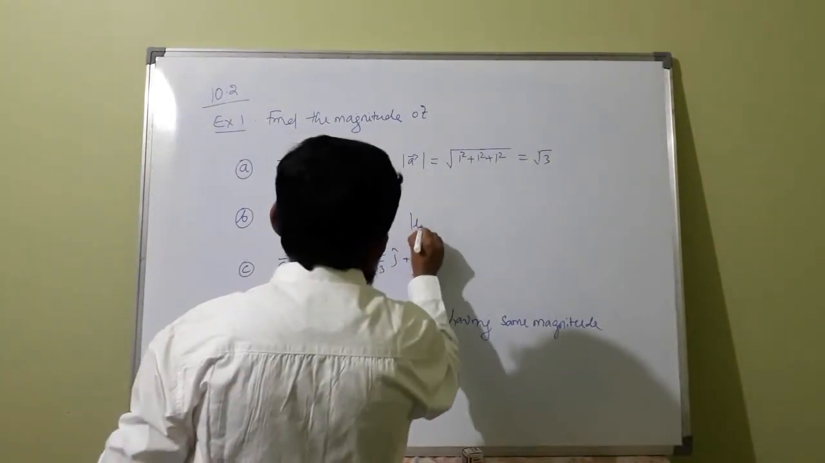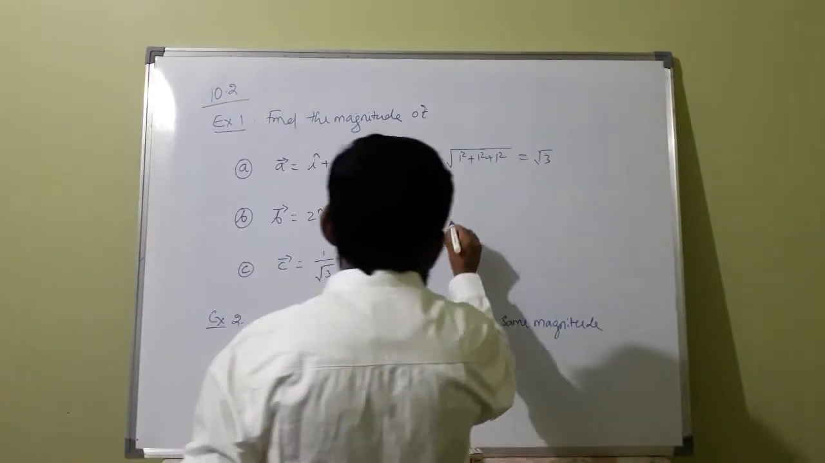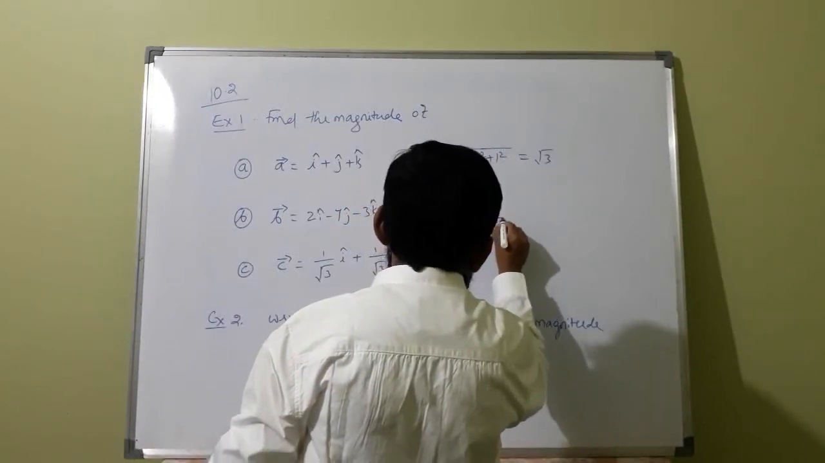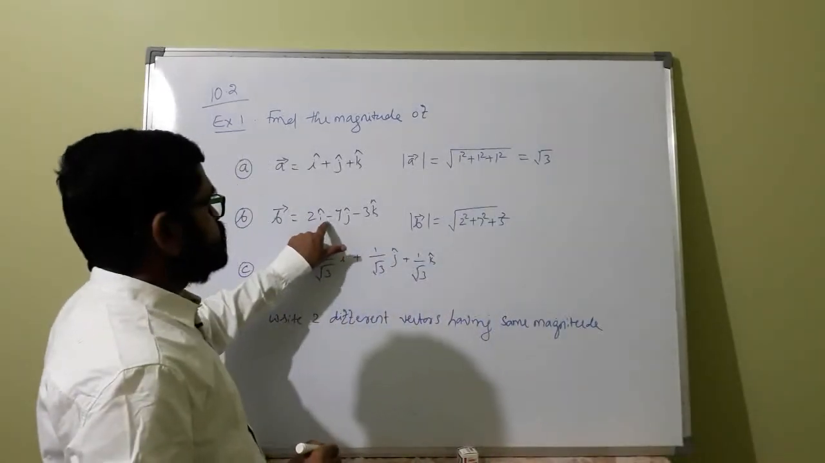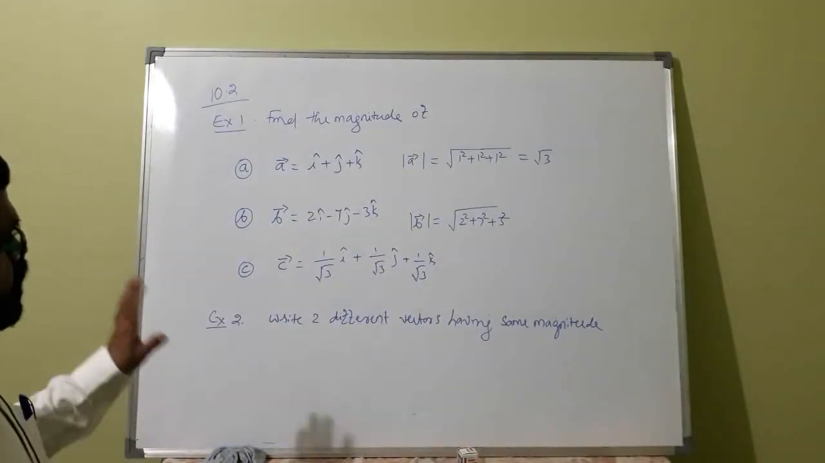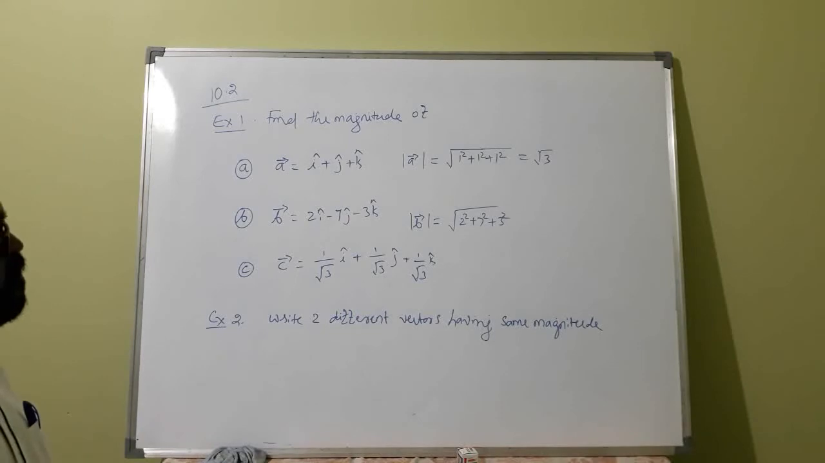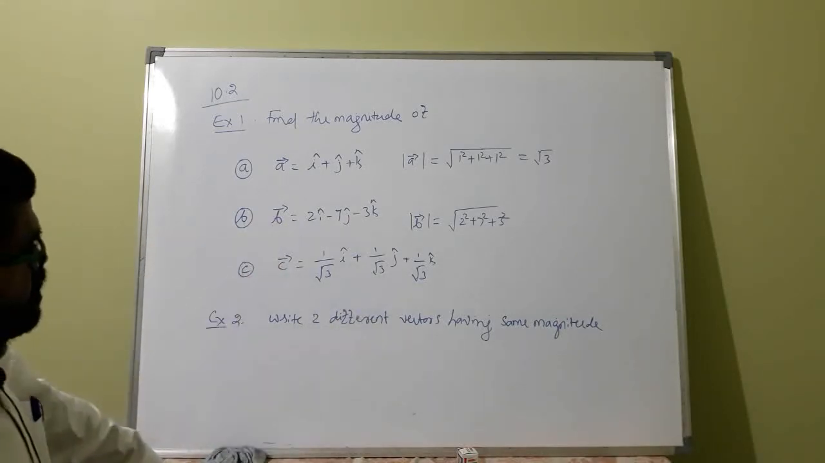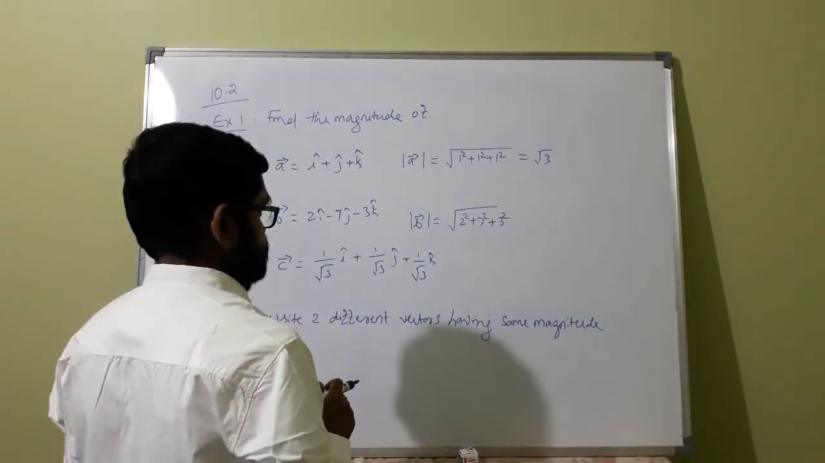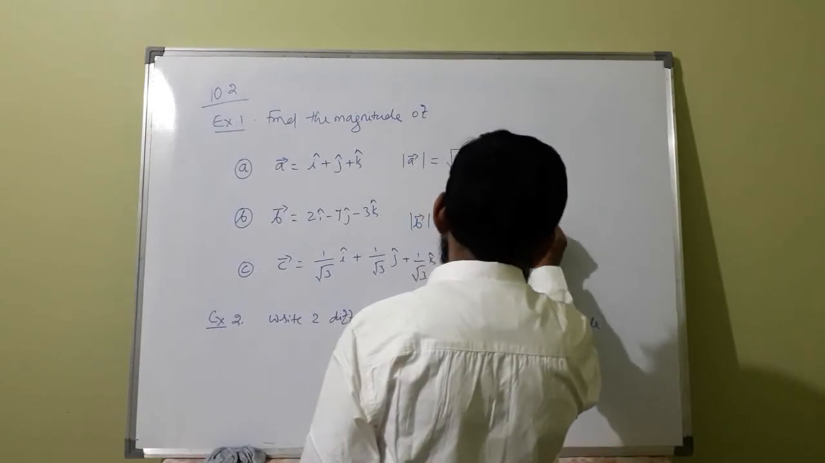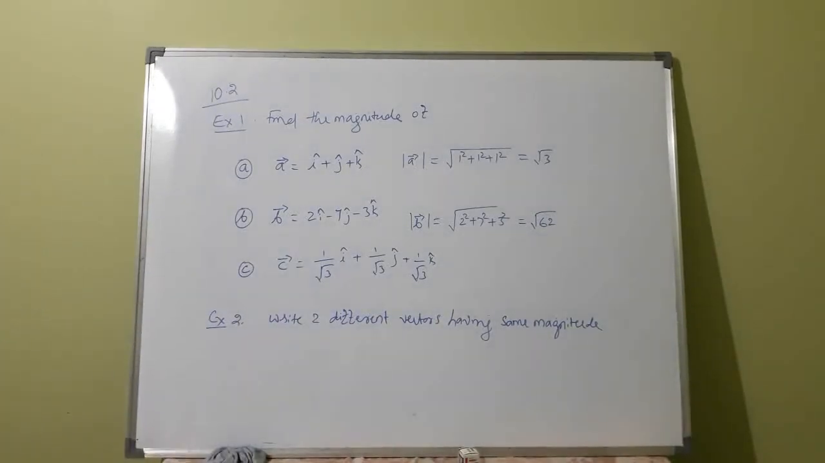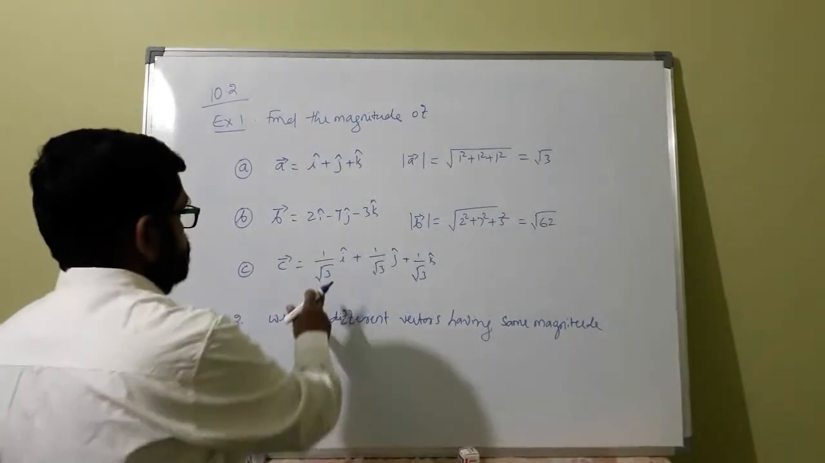Similarly, magnitude of B is the square root of 2 square plus 7 square plus 3 square. Although it is minus, you can write plus of minus 7. So the sign of the vector will not affect the magnitude. It decides the direction. So 4 plus 49, 53, plus 9, 62.